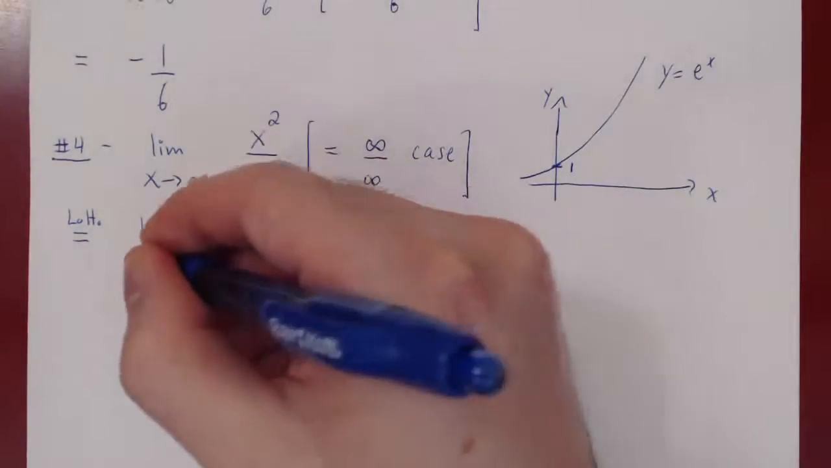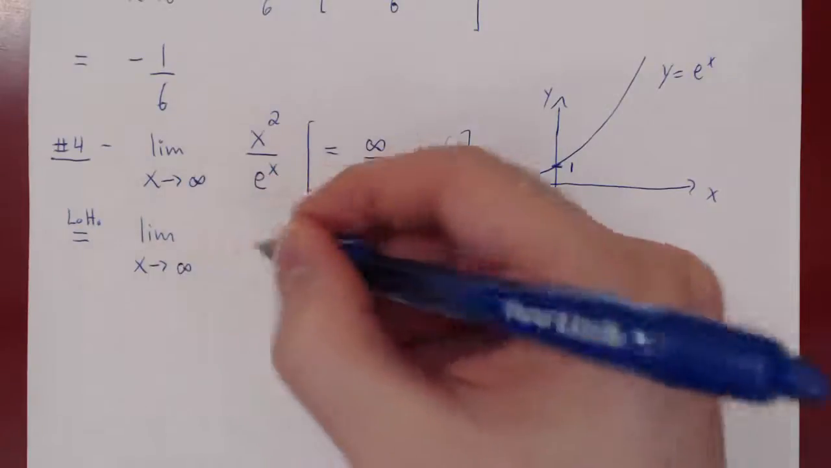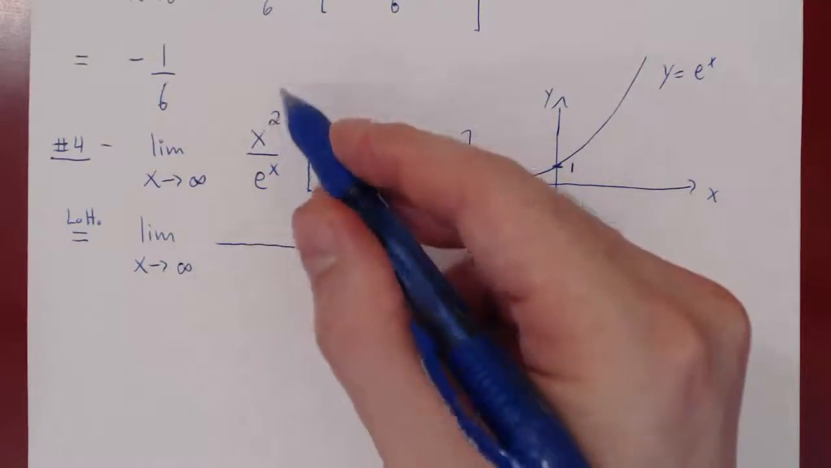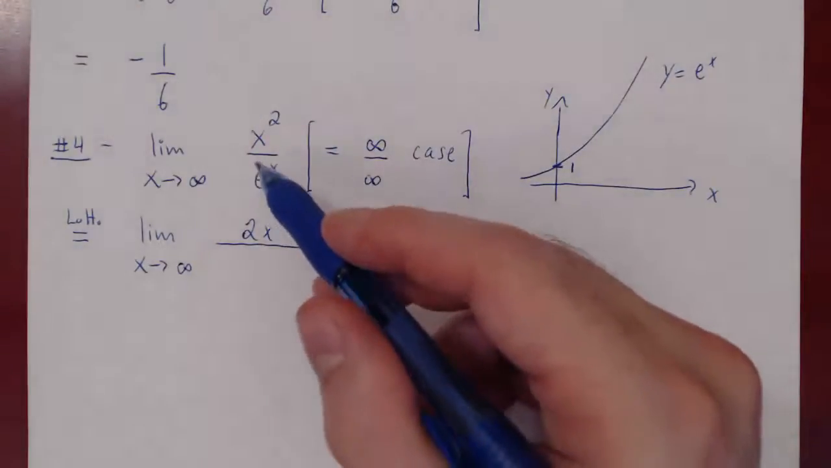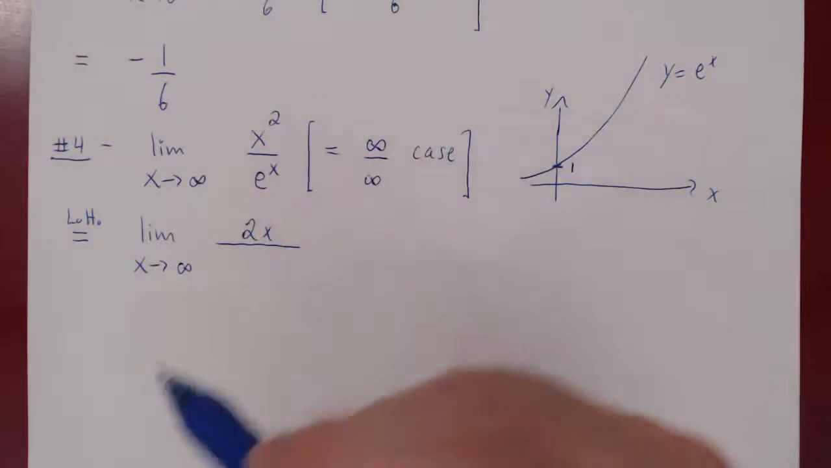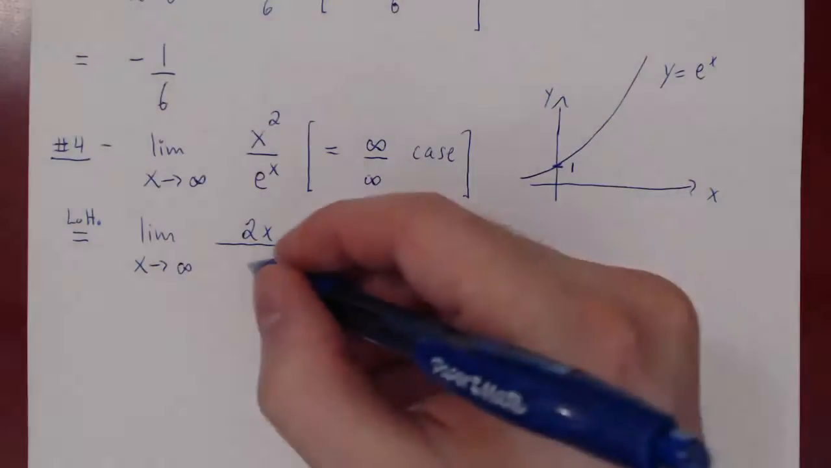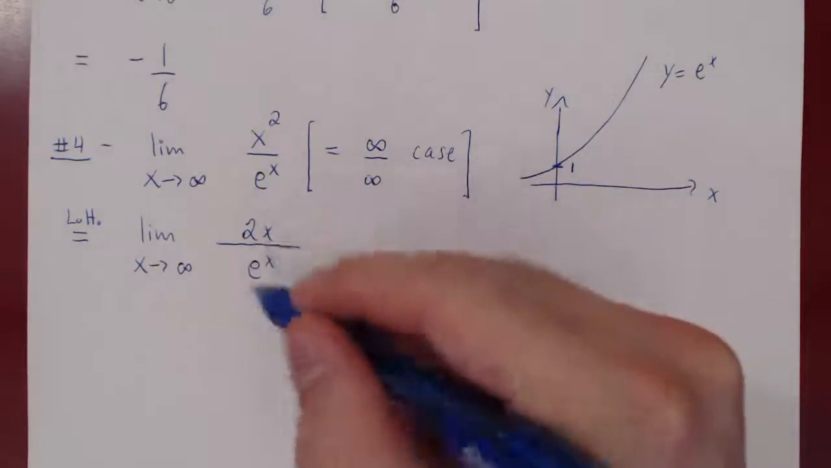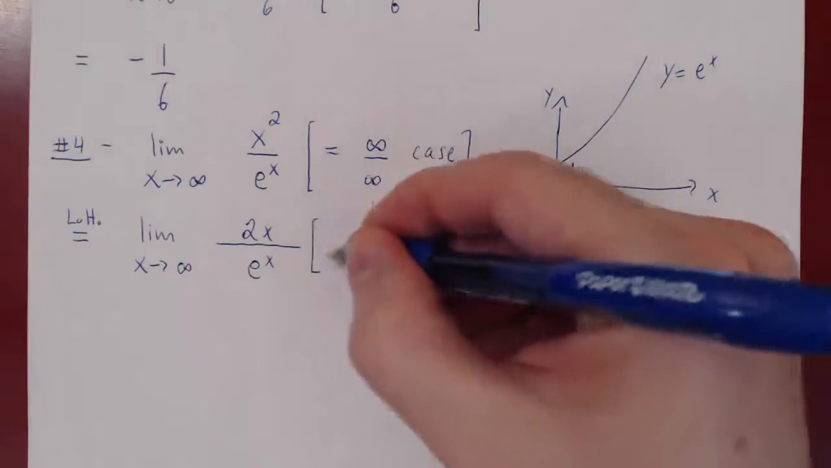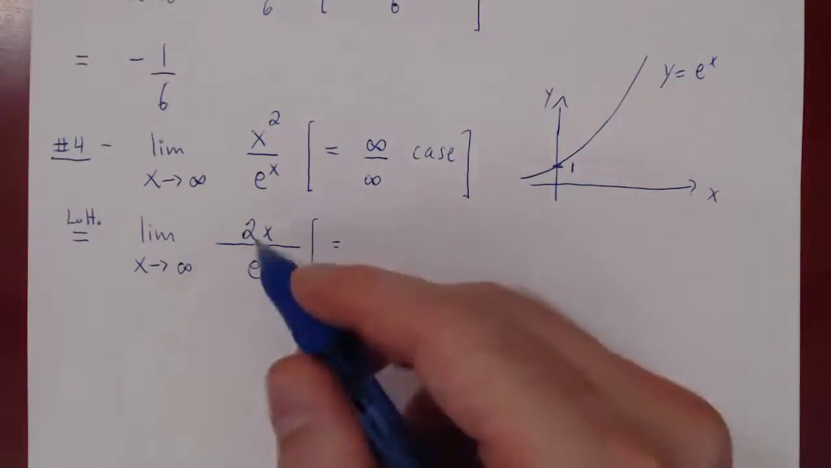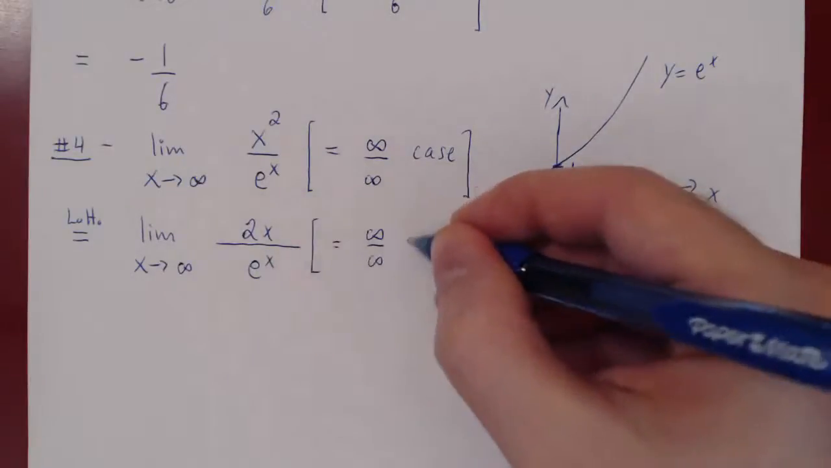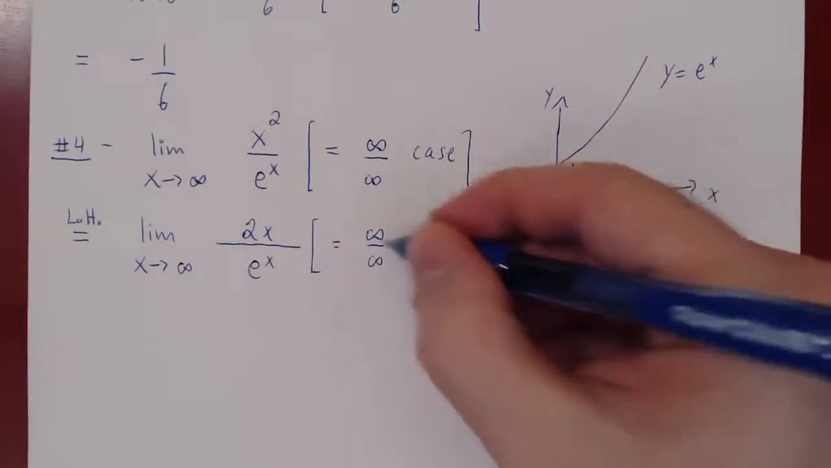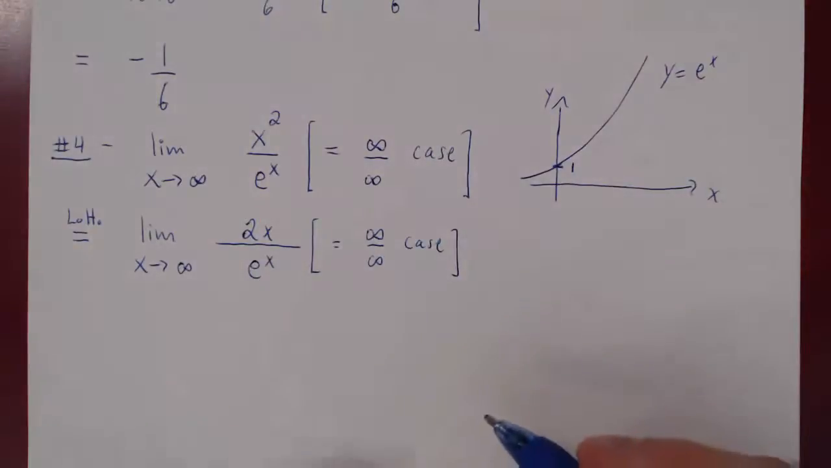The limit stays the same. X is still approaching infinity. The derivative of x squared is 2x. And the derivative of the exponential function base e, the natural exponential function, is itself, e to the x. We can't simplify this any further. We look at our case. As x goes to infinity, 2x goes to infinity, e to the x still goes to infinity, so once again we have an indeterminate case. Infinity over infinity, but we can still apply L'Hopital's rule.